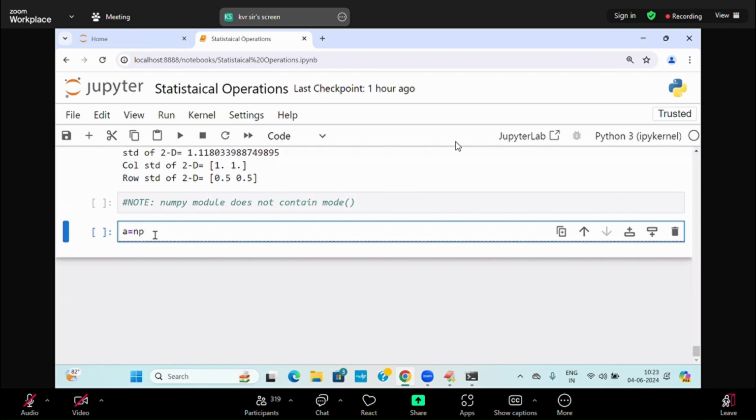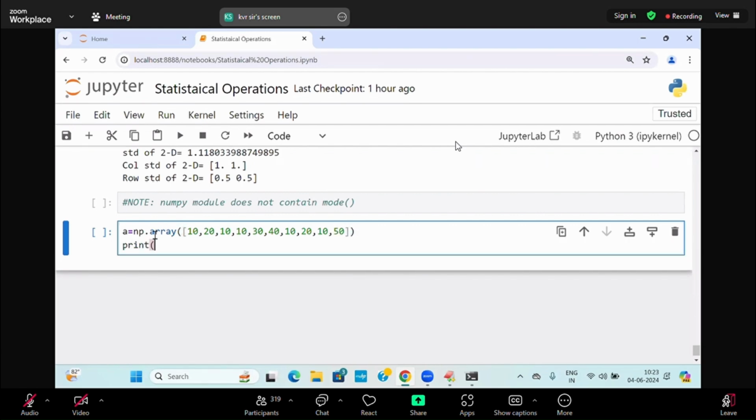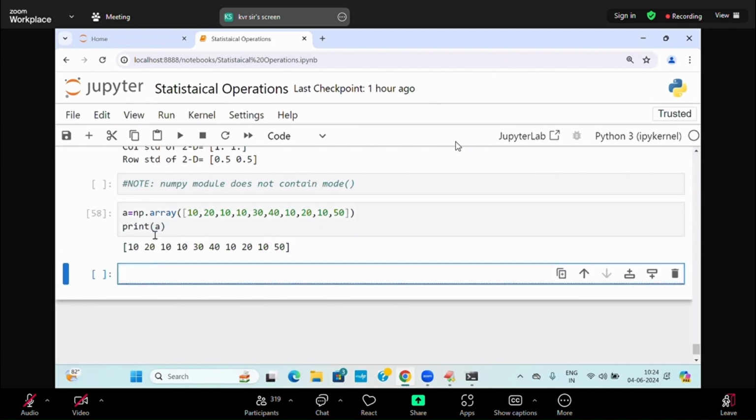So here I am writing np.array of 10, 20, 10, 10, 30, 40, 10, 20, again 10, and I will write 50. This is my data. I am writing print of A. This is my data. And np.mode of A.